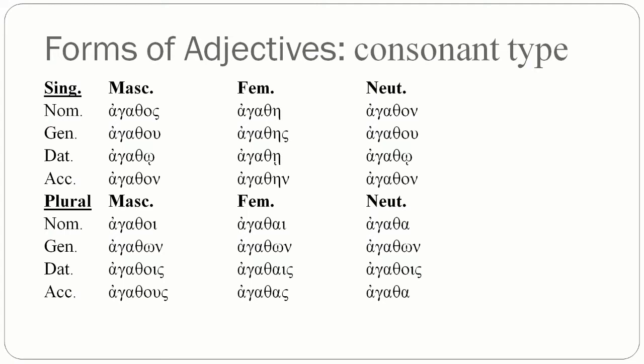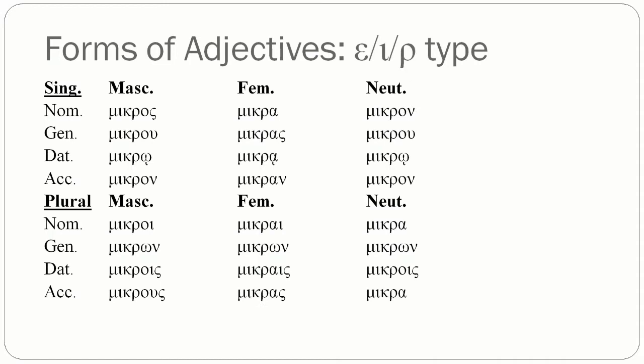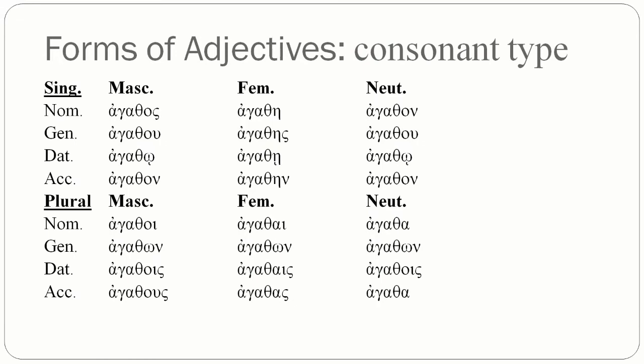So really quickly, I won't go through all of the forms here. The masculine singular endings: os, u, o, on. Just like before, just like the previous adjectives, just like the second declension. Plurals: oi, on, ois, and us. This adjective, by the way, means good, agathos, and the previous one, mikros, means small. That's what the definitions of these are.